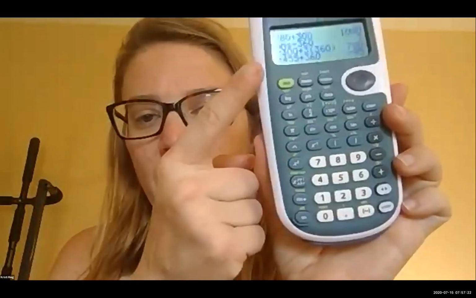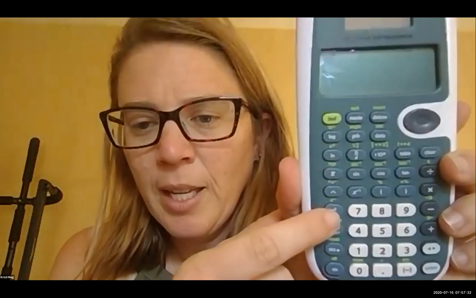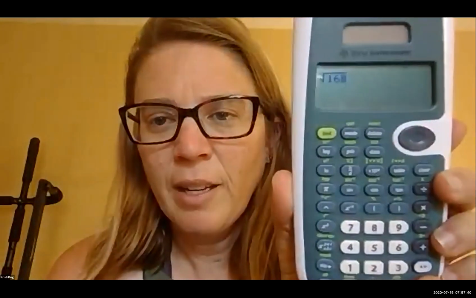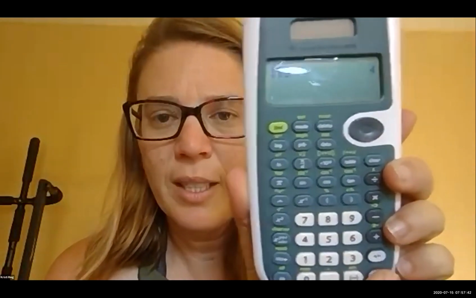So first thing to do is find the square root button. On my calculator, it's green. So I have to hit the green button first before I hit that. So let me see if I can do this while showing you. I'm going to hit the green, and then I'm going to hit the square root button, and it popped up on mine as a square root, and then just type in a number like 16, and I hit enter, and it tells me the square root of 16 is 4.